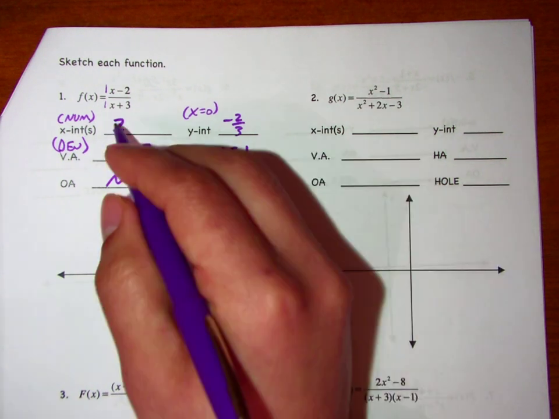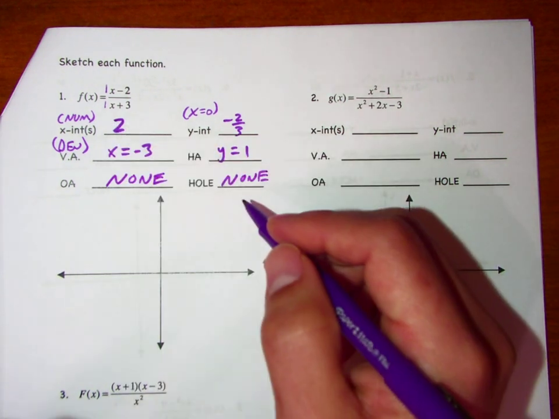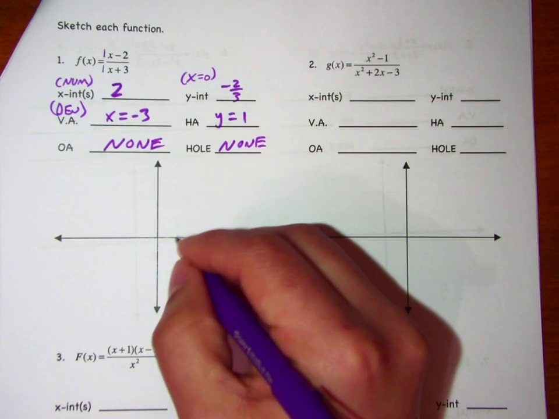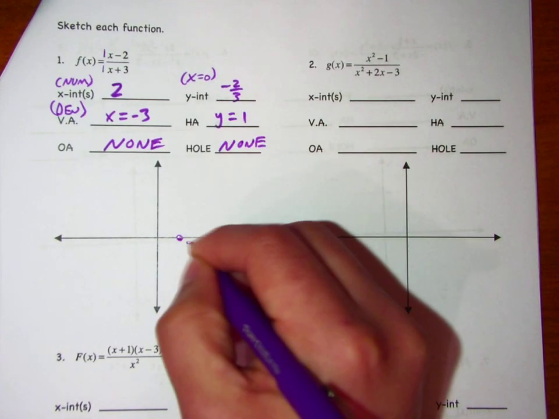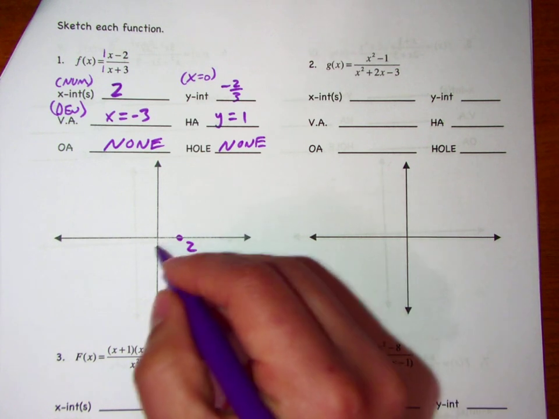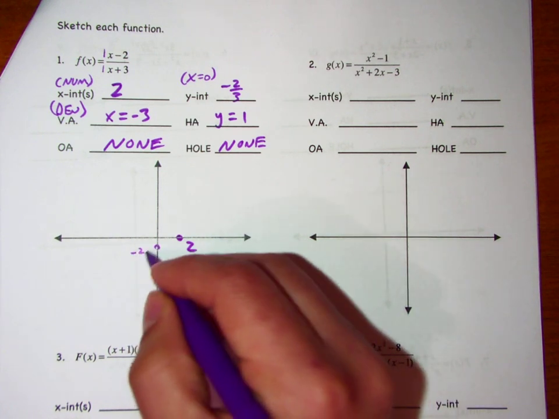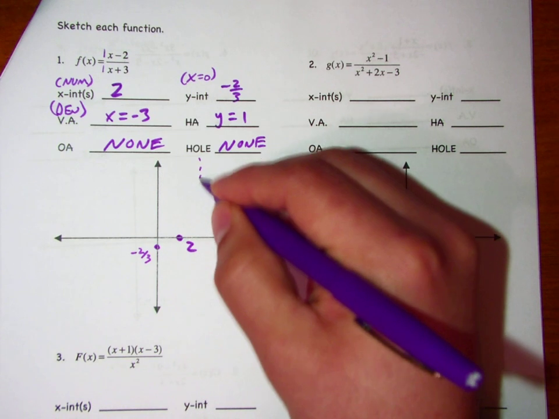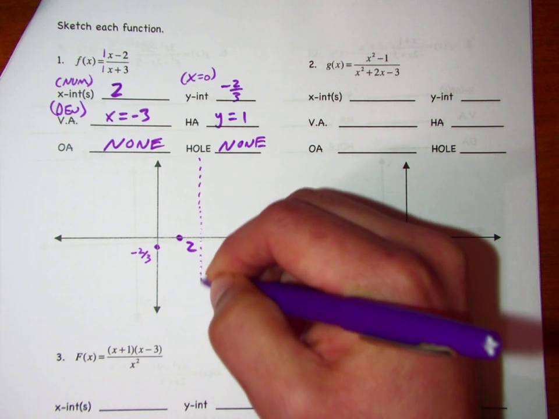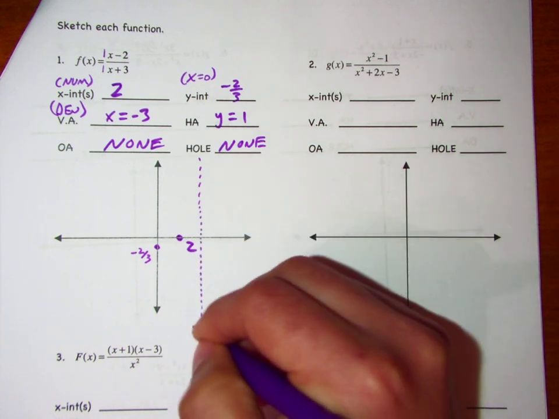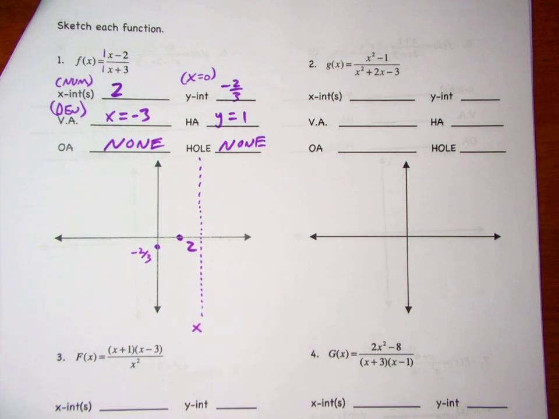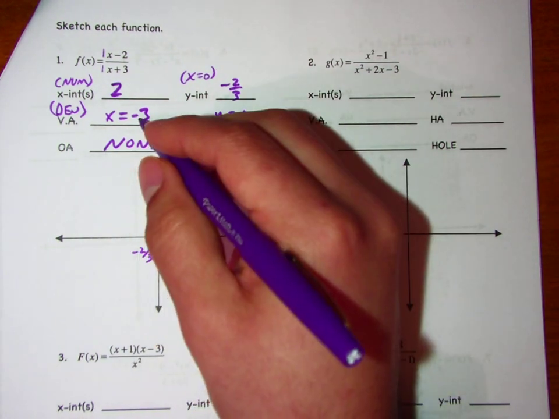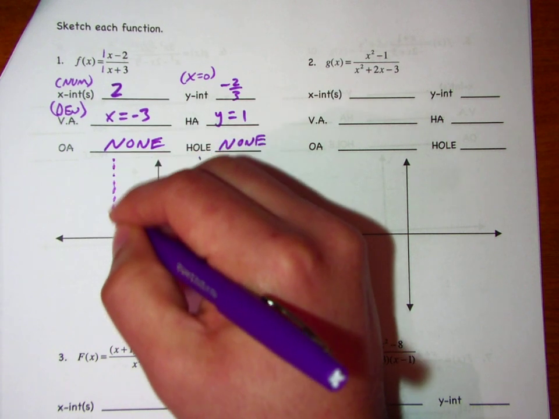since nothing canceled out. So now how do you graph this without a calculator? Well, put the information that you have on a graph. So you put an x-intercept of 2, a y-intercept of negative 2/3, vertical asymptote at x equals 3. Oh, I screwed that up already. Oh boy. Okay, so that should actually be x equals negative 3.